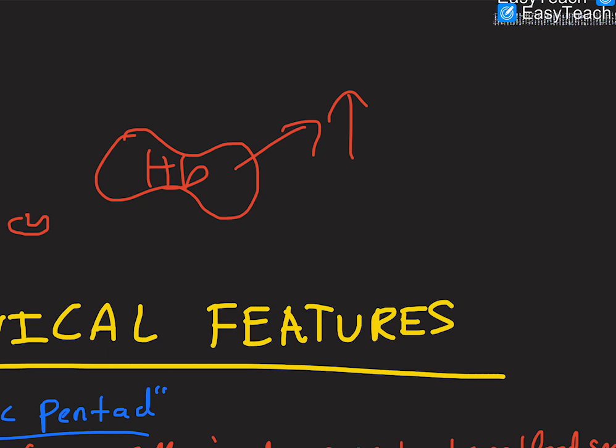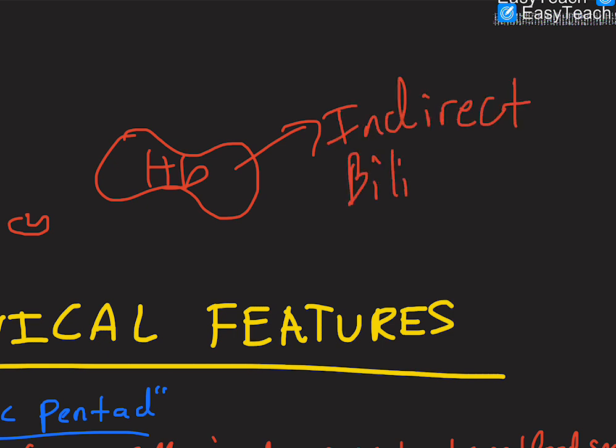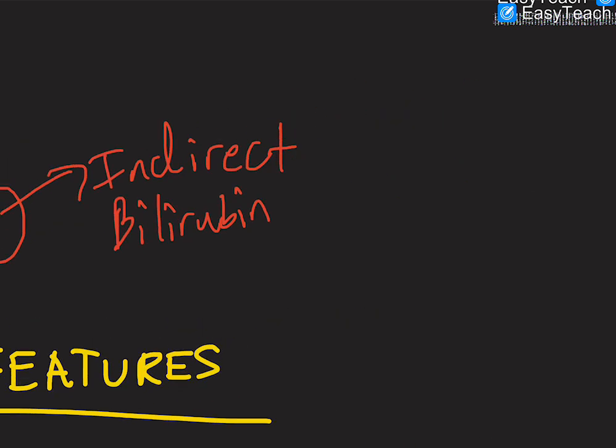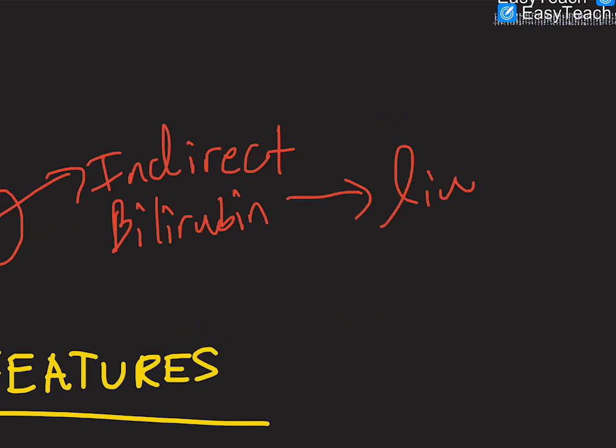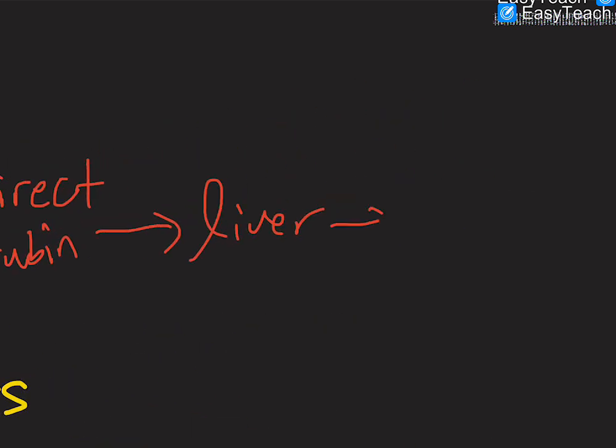And we know heme is made up of iron and protoporphyrin. If you metabolize hemoglobin in your spleen, we know that leads to the production of indirect or unconjugated bilirubin. And indirect bilirubin goes to your liver, gets conjugated via UGT, for example. We'll talk about this more when we talk about biosynthesis.